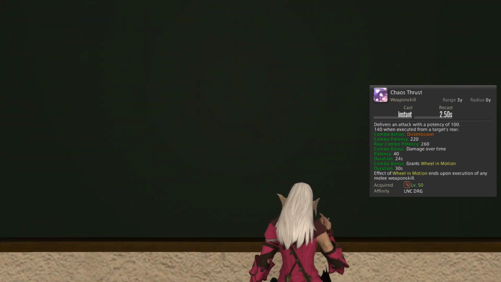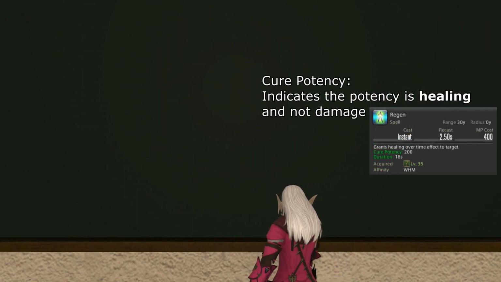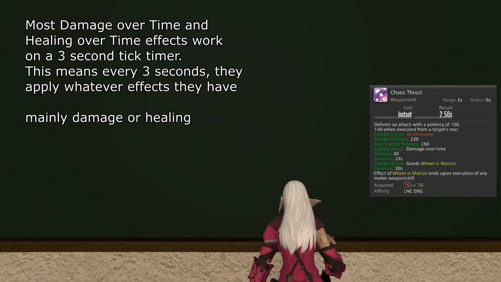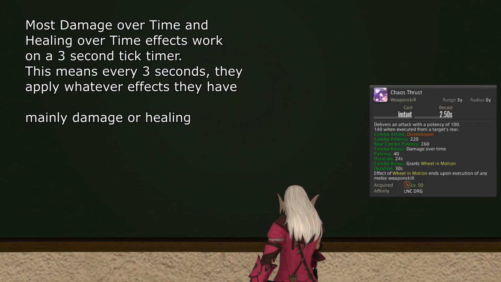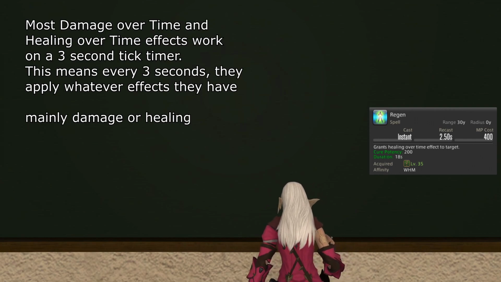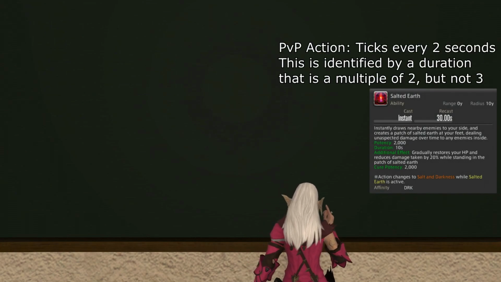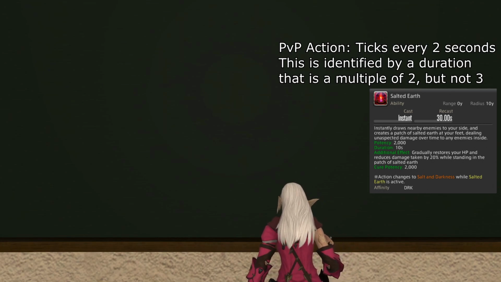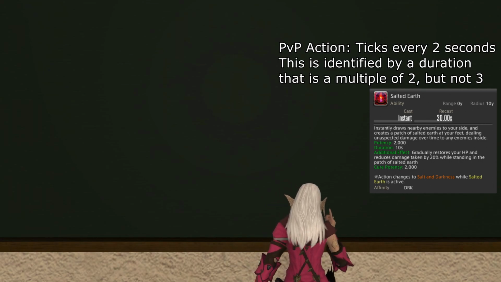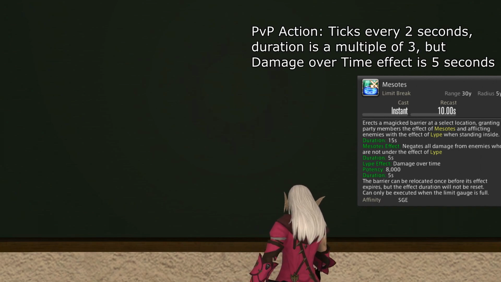How do damage over time effects, and heal over time effects for that matter, work? While one such effect is active on someone, every 3 seconds they apply the potency listed. This means that Chaos Thrust's damage over time effect does 40 potency 8 times, and say White Mage's Regen does 200 potency 6 times. There exist a few actions in the game that hit more often than every 3 seconds, but they are content specific. Several PvP actions hit every 2 seconds. Often, this can be identified by actions having a duration that is not a multiple of 3, and then there's Sage's Mesotis that just breaks all the rules.